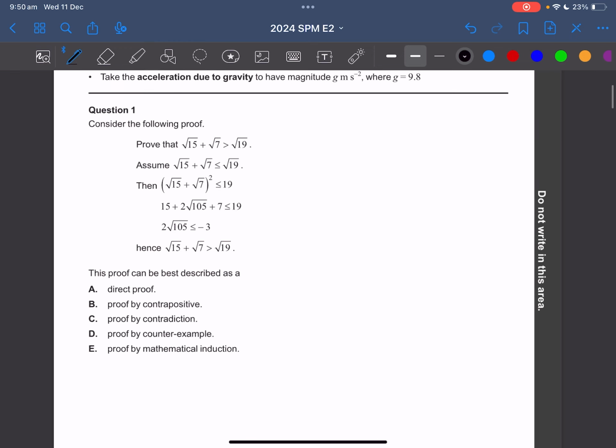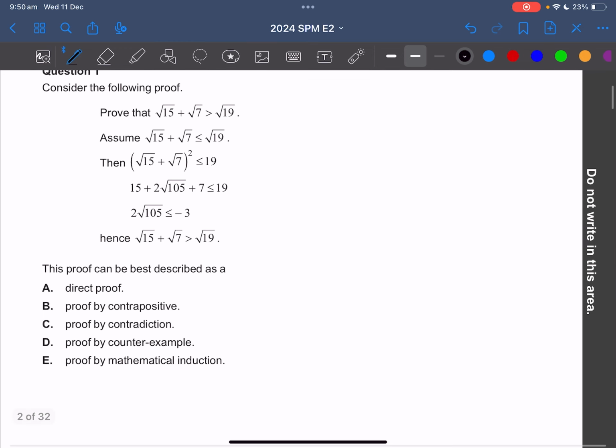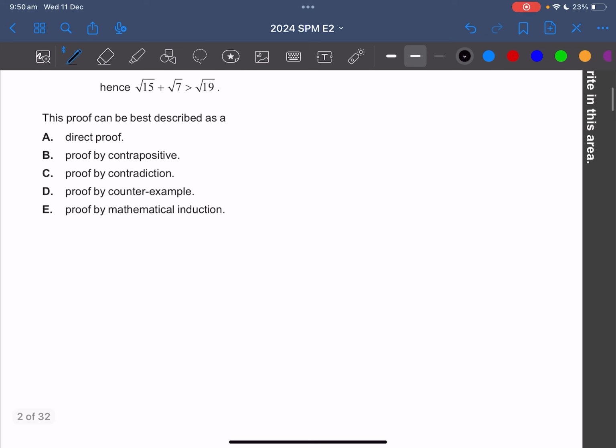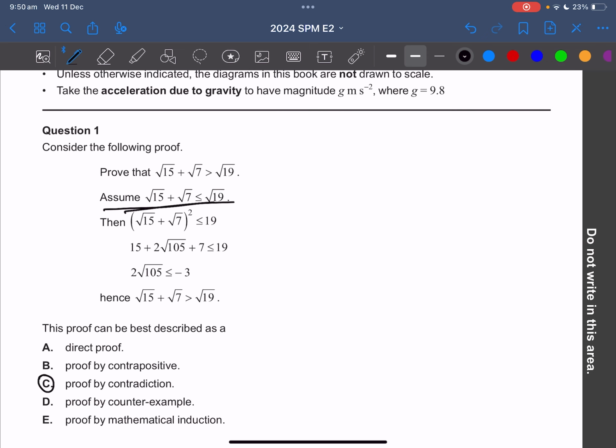So consider the following proof. Prove that this, and assume that, so they're using the opposite. Then that, and then that, and hence that. So this proof can be best described as a proof by contradiction, because we are assuming the opposite and then proving that way, so it is a proof by contradiction.